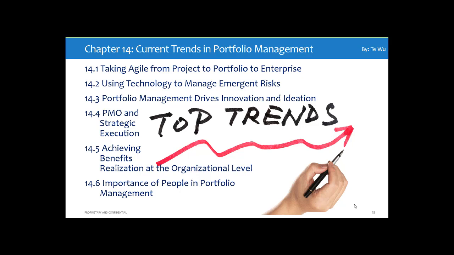Here, there were a number of other key observations and trends, but we didn't have enough to write a whole chapter about these particular aspects. We didn't want to lose them, so we summarized them here in this final chapter. Starting with the first topic, taking Agile from project to portfolio to enterprise.